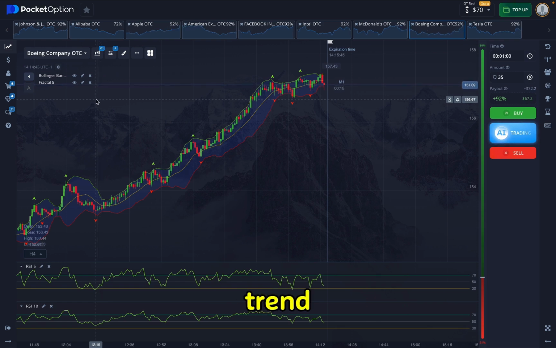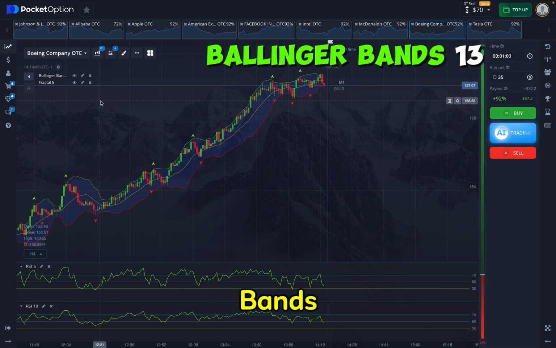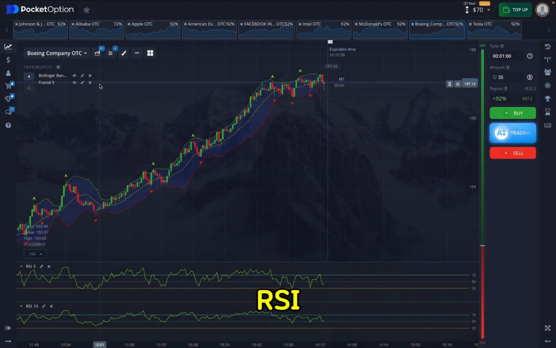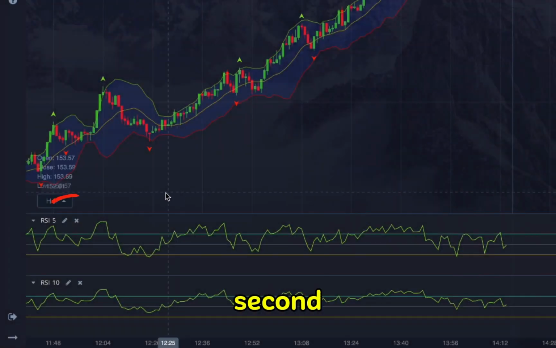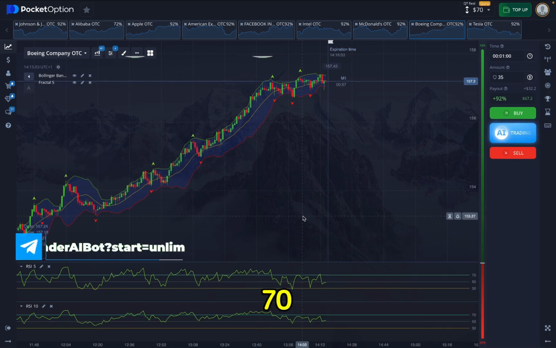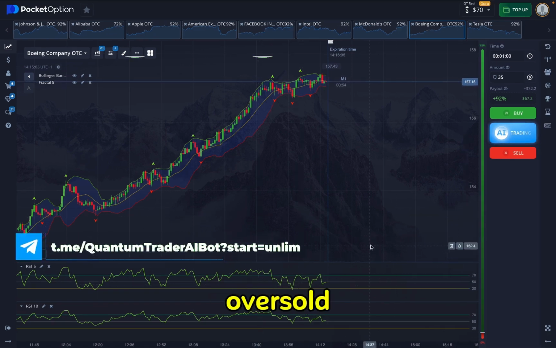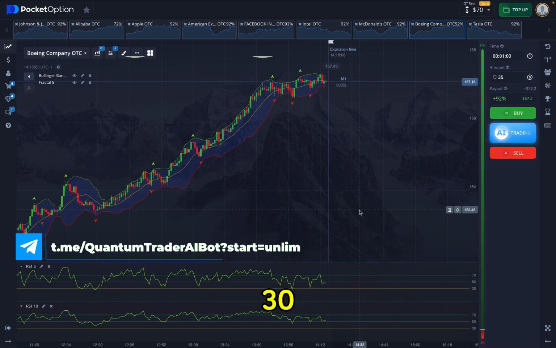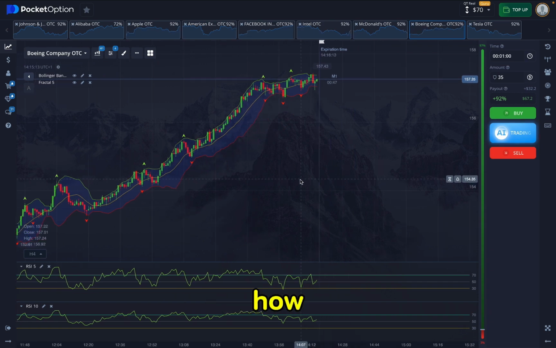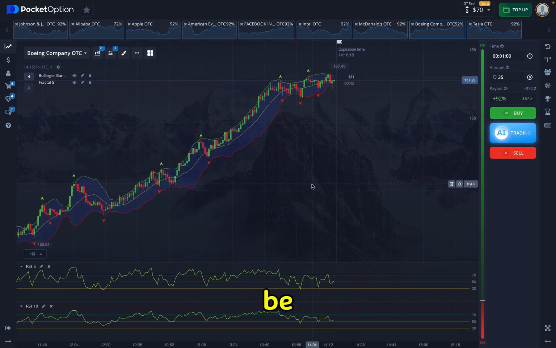As on the trend. It includes Bollinger Bands with period 13 and deviation 2, fractal with period 5, and 2 oscillators, RSI, the first with period 5 and the second with a period of 10. We leave the overbought area unchanged at 70 and the oversold area also unchanged at 30. They have a value after the start of trading. You will understand how to open your position correctly, what conditions must be in order to open a trade, and what logic you must follow.